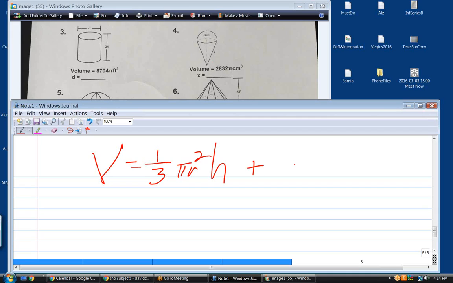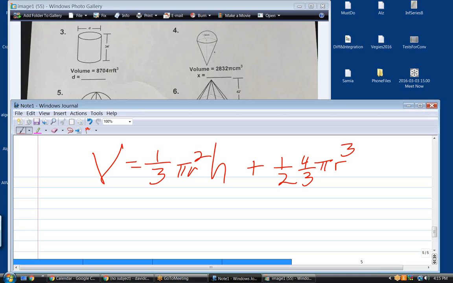What's the volume of the sphere? 1/2 of 3/4 pi r cubed. No, 4/3 pi r cubed. Okay, so there's my total volume.